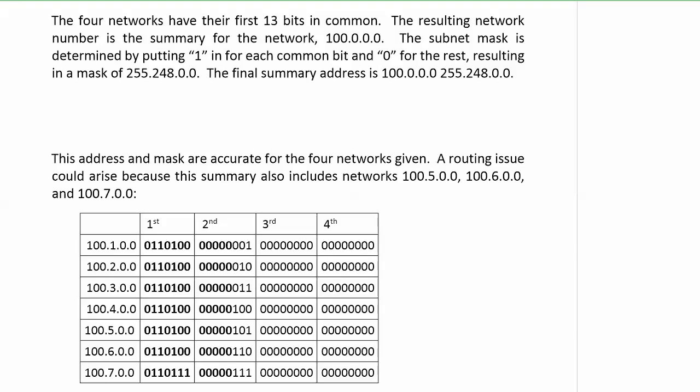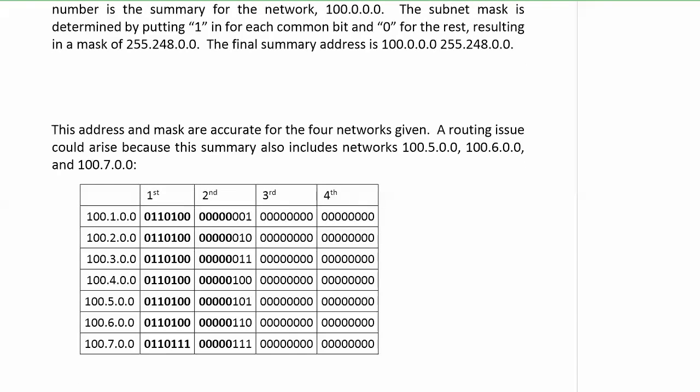Now, this address and mask are accurate for the 4 networks given. But what we have to be aware of is that this summary also includes 100.5, 100.6, and 100.7. Because if you added those to the list, they still all have the first 13 bits in common.